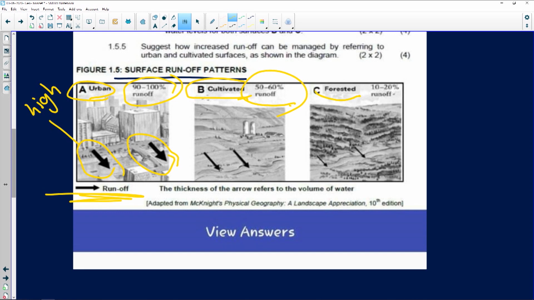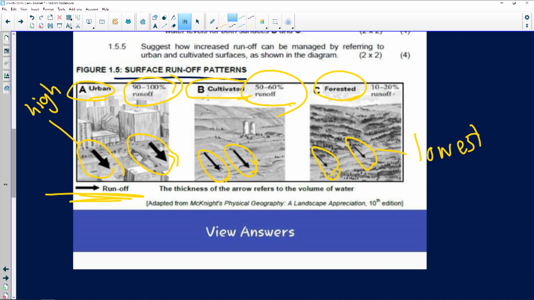Now, if we go to our last figure, it's a forest area. Look at the runoff. 10 to 20%. Then have a look at the arrow, the size of that. It's by far the thinnest of the three. So it means the volume of water is the lowest. Not much surface runoff. So we're not going to see much water on the surface. At the cultivated land, it's a mixed bunch between the two of them.